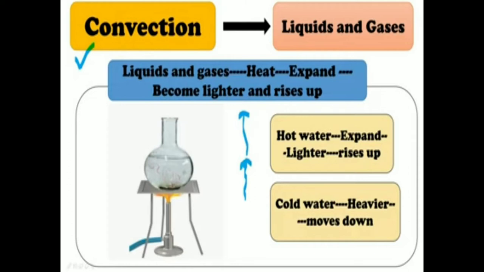When water is heated, the water near the flame gets hot. The hot water rises up and cold water from the sides moves down towards the source of heat. This water also gets hot and rises, and water from the sides moves down. This process continues till the whole water gets heated. This mode of heat transfer is known as convection.